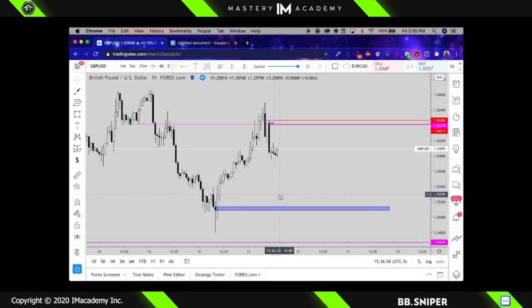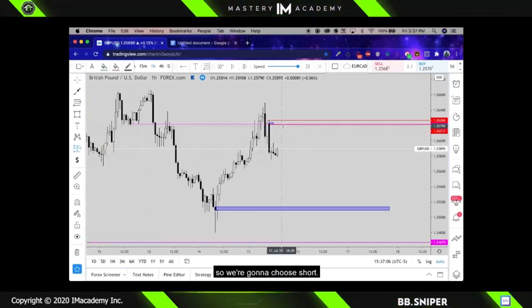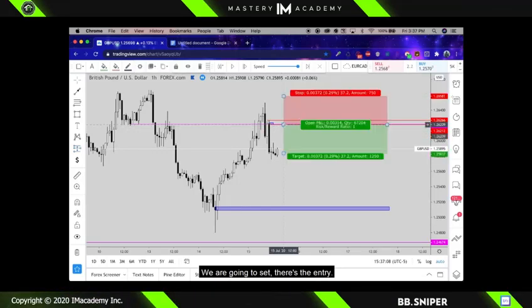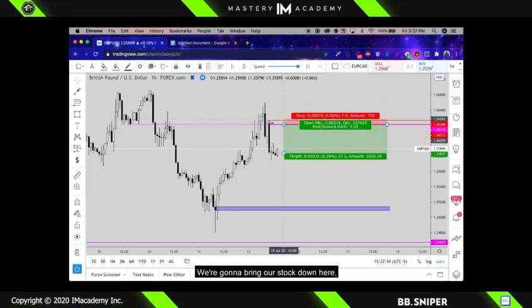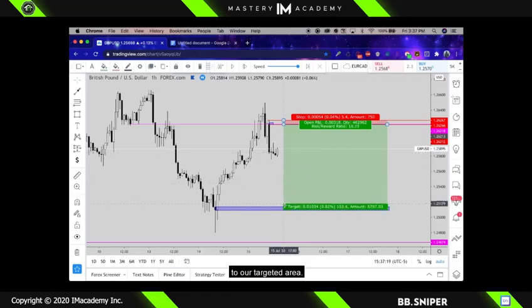Okay. Let's go over our actual tool real quick. So we've got a long position and a short position. We know that we're looking to take a short on this, so we're going to choose short. We are going to set, there's the entry. We're going to bring our stop down here. Quick little 5 pip stop. Something light. And then we're going to bring this straight back down to our targeted area. And we'll just do about up in here.